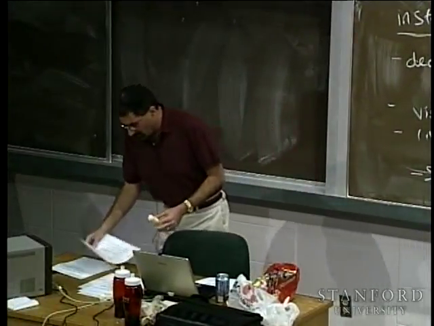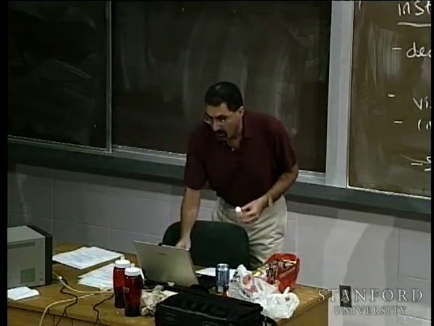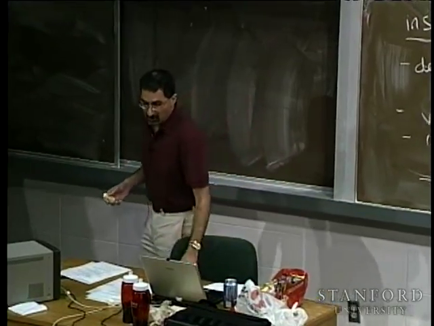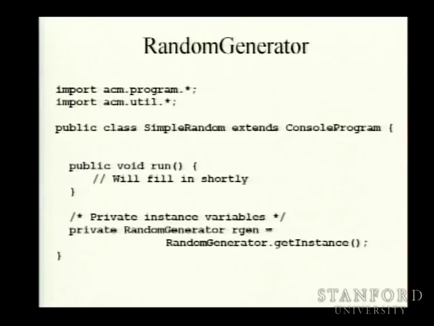All right, so given our little example with the water bottle, one thing we can think about is our little friend, the random number generator. How do we use this as an instance variable inside a program? Okay? So if we have some program, I'll call this SimpleRandom, which just extends a ConsoleProgram. This is just a program that's going to generate random numbers. Here's my run method over here. I'm going to fill this in just a second.